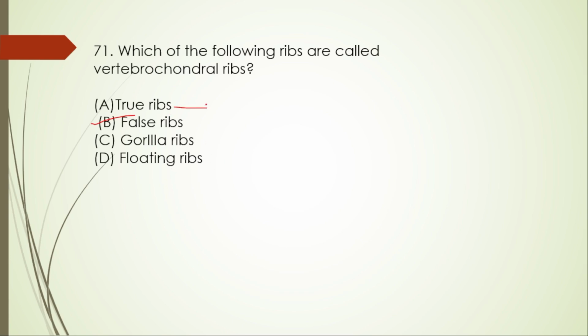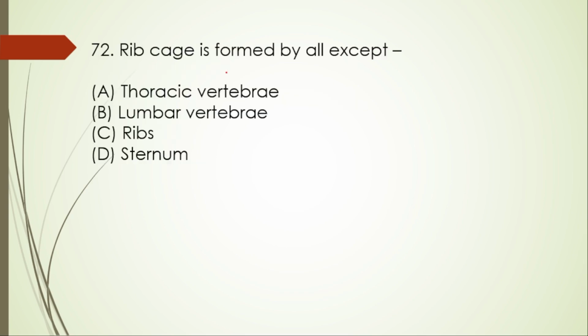True ribs are actually called vertebrosternal ribs. Okay, vertebrosternal ribs, not the vertebrochondral. So here I can write vertebrosternal ribs. That's what. The false rib is called what? Vertebrochondral ribs.